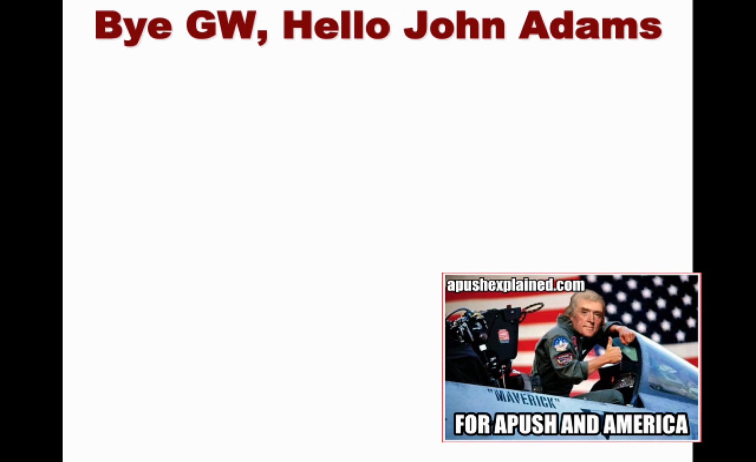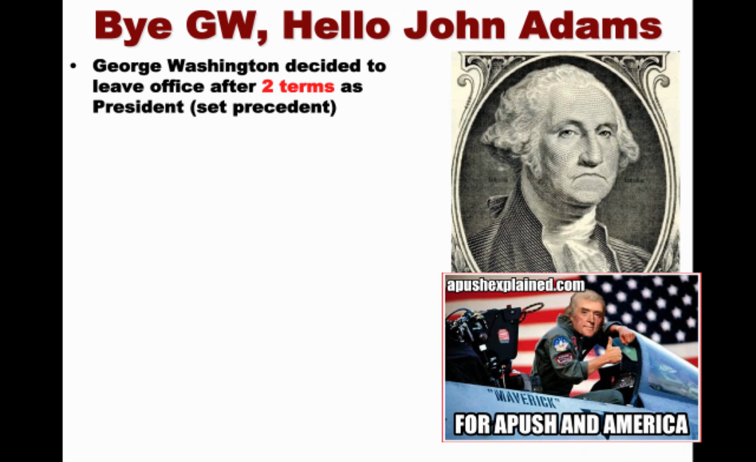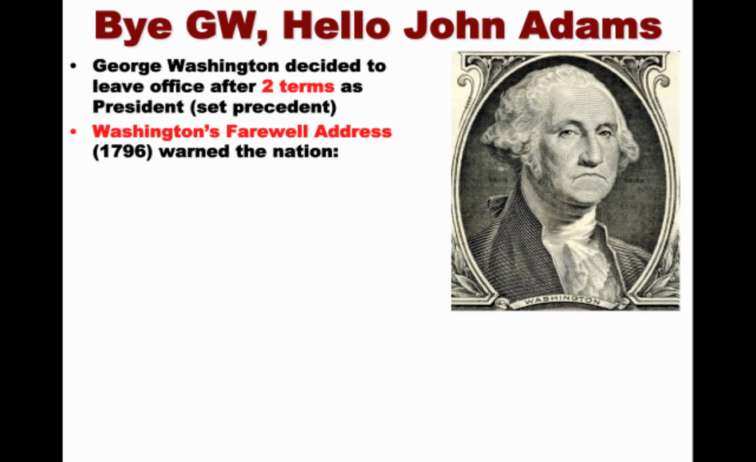Although there were various issues and challenges facing George Washington's administration, it was relatively successful at keeping the nation stable, out of a war, and eventually you're going to get John Adams becoming president. Washington decided to leave office after 2 terms. He sets a precedent, and he gives his farewell address in 1796.